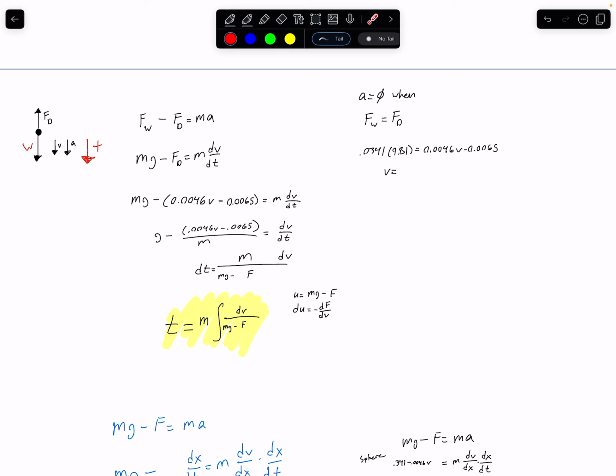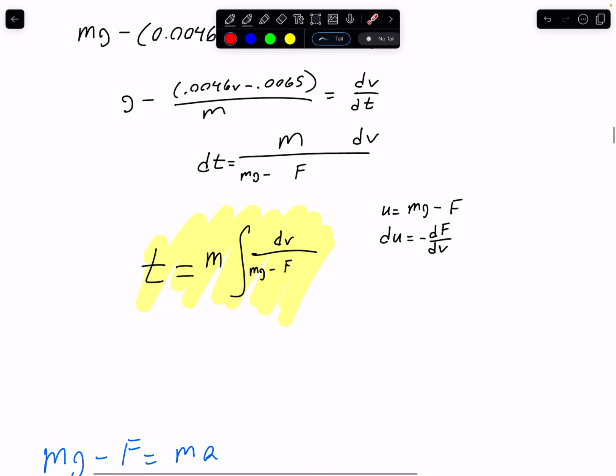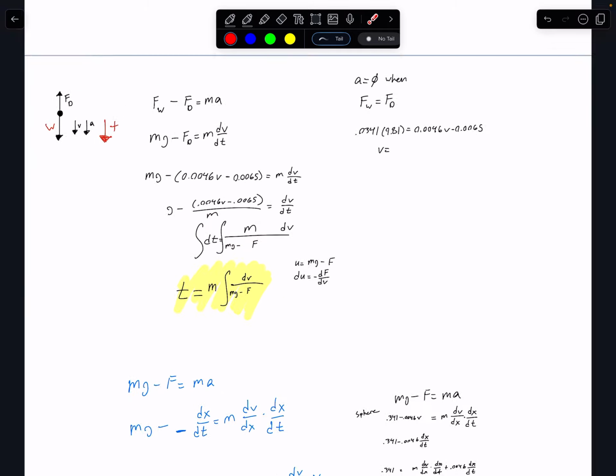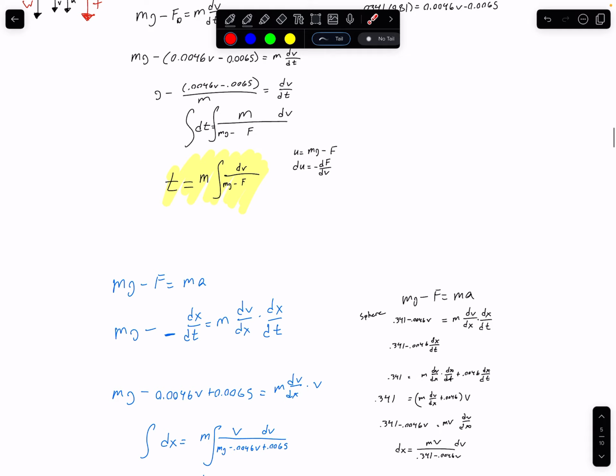Important to note, m is a constant for all of these, so we can put m on the side. Taking the integral of both sides, we get t is equal to m times the integral of dv divided by mg minus F, the force of drag. So that is the baseline for each equation.